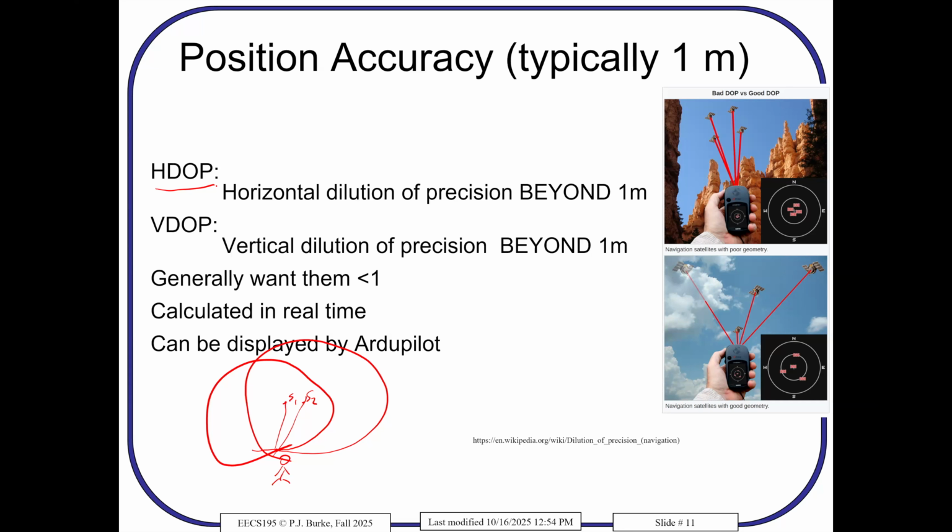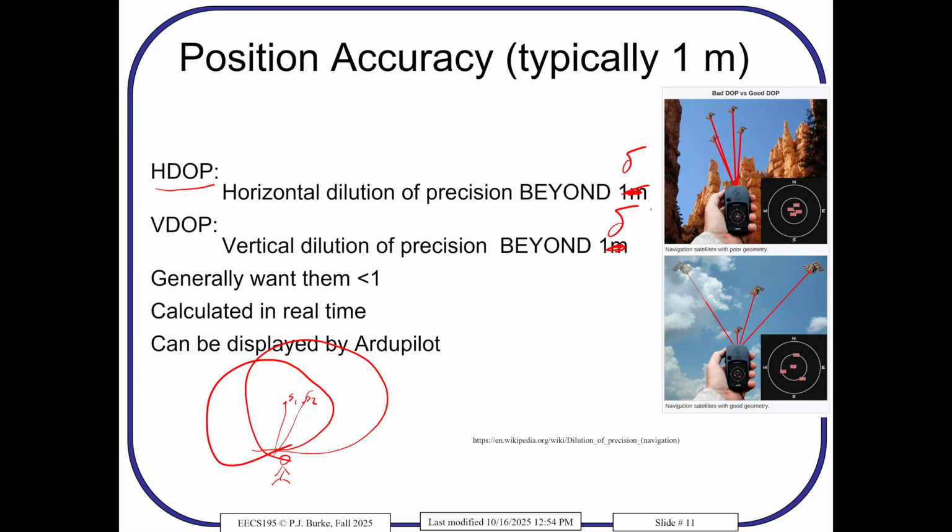And there's a similar spec for the vertical dilution of precision. Beyond sigma, it's not really 1 meter. It's the statistical uncertainty that you would have if the satellites were all over the sky. And these are all displayed on ArduPilot, and usually drone pilots want that less than 1 for them to fly, just as a quality control metric.